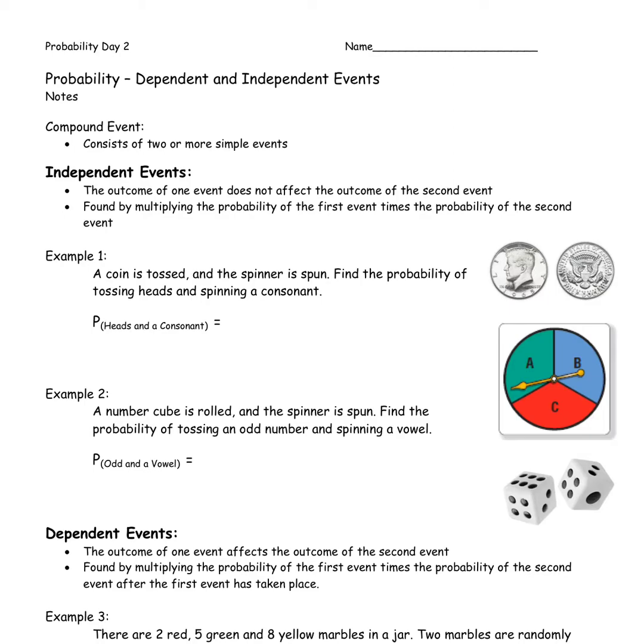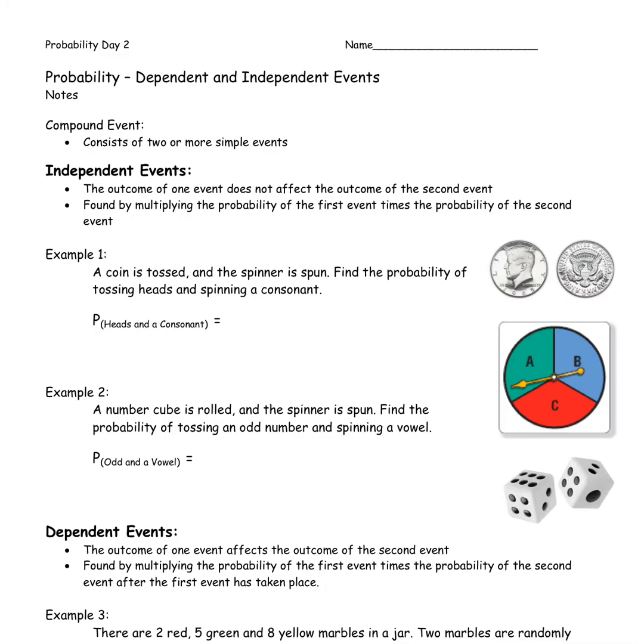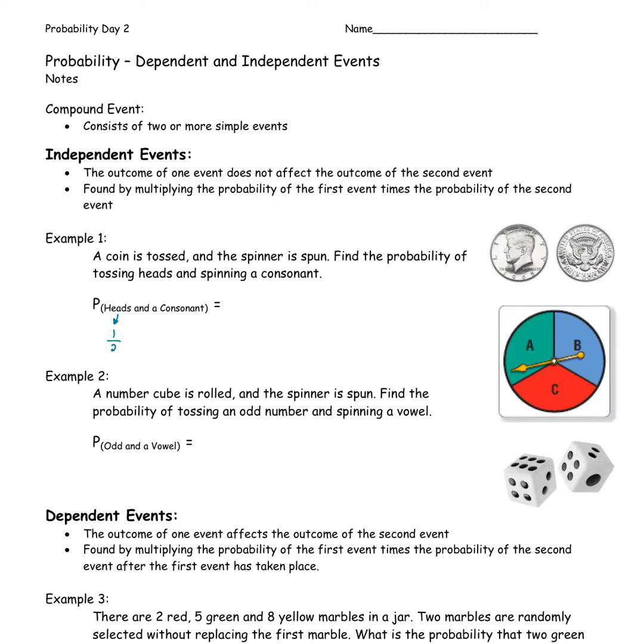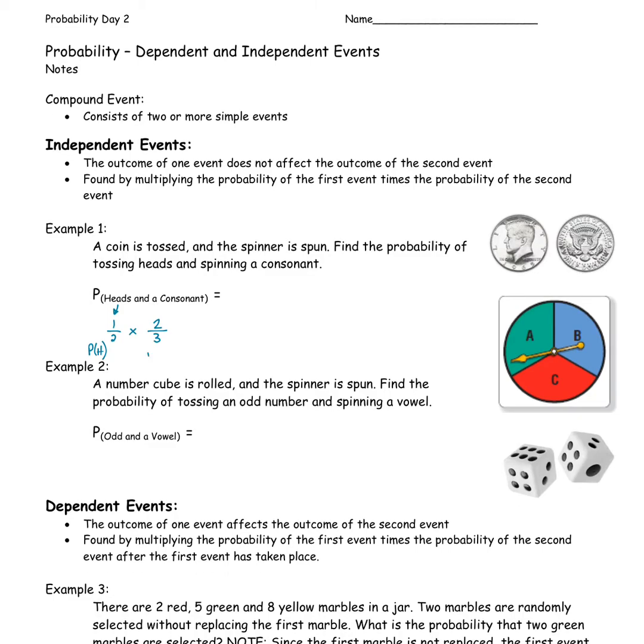Okay, so we're going with our simple probability of tossing heads. There are 2 possible outcomes, and the outcome we want is 1, so the probability of heads is 1/2. And we're going to multiply that by the probability that we spin a consonant. There are 2 consonants on that spinner, so that's a probability of 2/3.